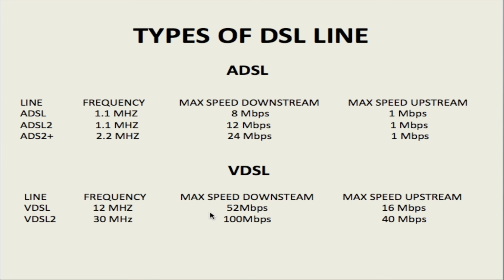For the download speed, for VDSL we have 52 megabits per second, and for VDSL2 we have 100 megabits per second. The reason VDSL2 has a higher speed is because it has a higher frequency. For the upload, we have 16 megabits per second for VDSL and 40 megabits per second for VDSL2. Both VDSL and VDSL2 are set up in an asymmetric format versus symmetric, even though VDSL can be both. But most of the time, ISPs would choose asymmetric.